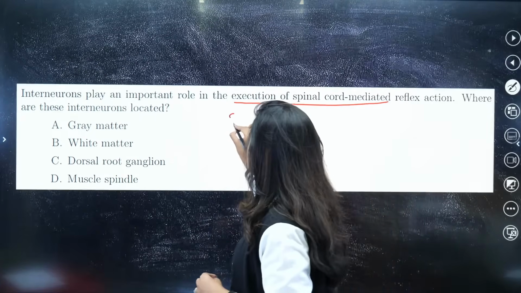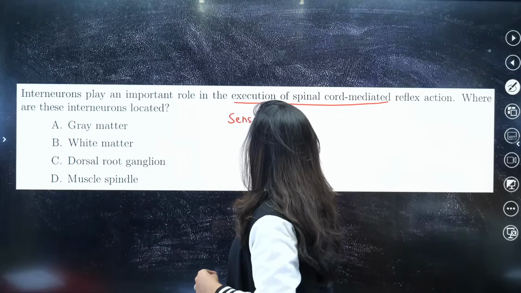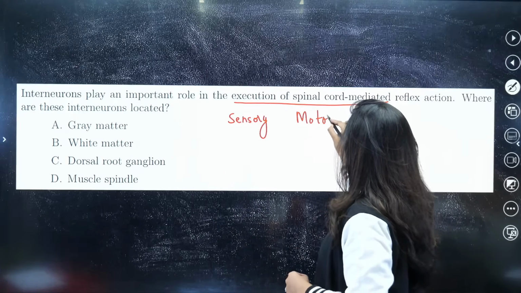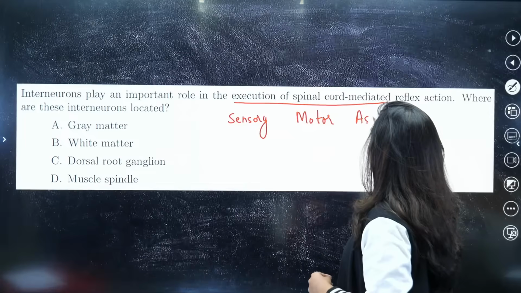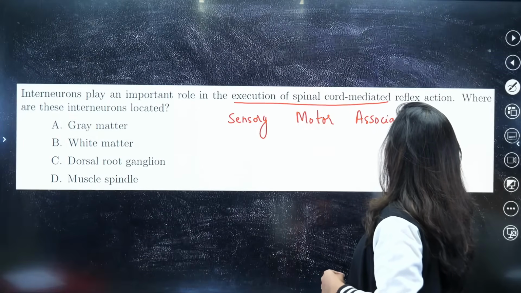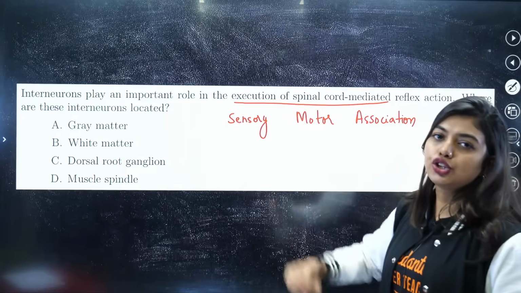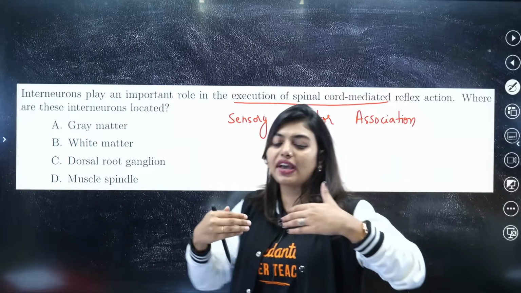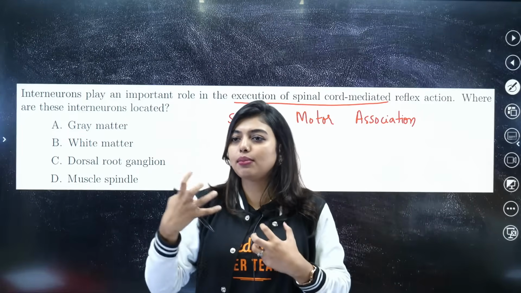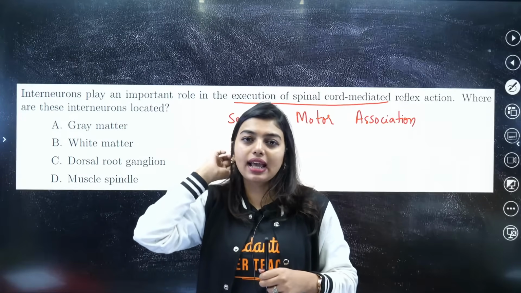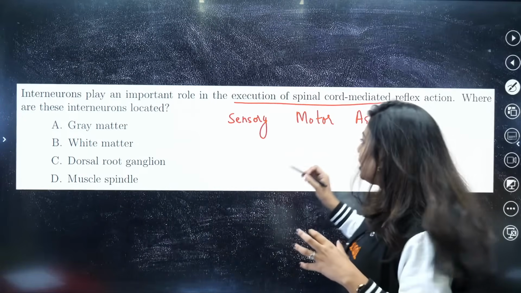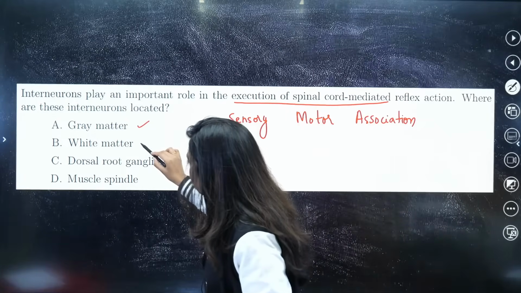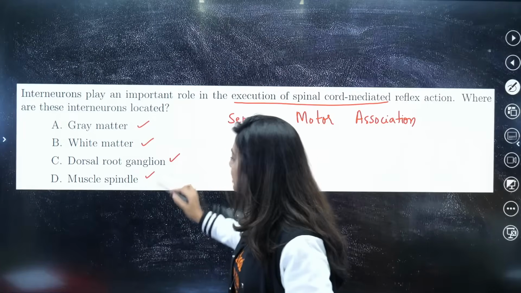We know that we have sensory neuron, right? We have motor neuron, and we have association neuron, or we can also call it interneurons, right? So that means motor neuron is there, sensory neuron is there, association neuron is where both are there. Some sensory, some motor is there. So here they are asking where is the position or where is the location. Option is grey matter, white matter, dorsal root ganglion, muscle spindle.